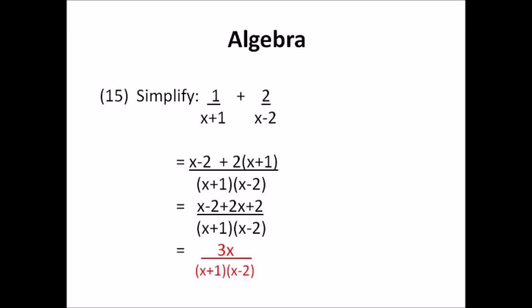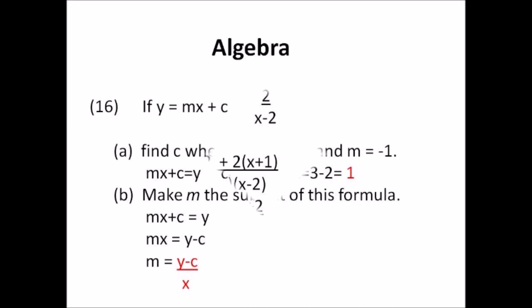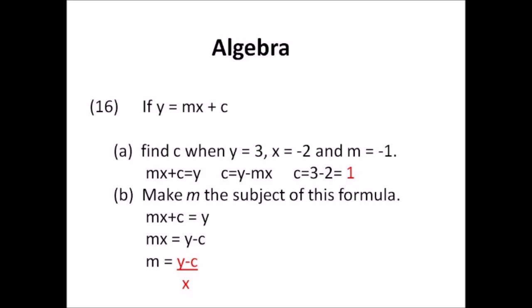And number 16, algebra again. y is equal to mx plus c. Let's put your values in, and then you would get that c is equal to 3 minus 2, which is equal to 1. And then you make m the subject, so m would be equal to y minus c over x. Final answer. You just need to know how to move things around to make something the subject.